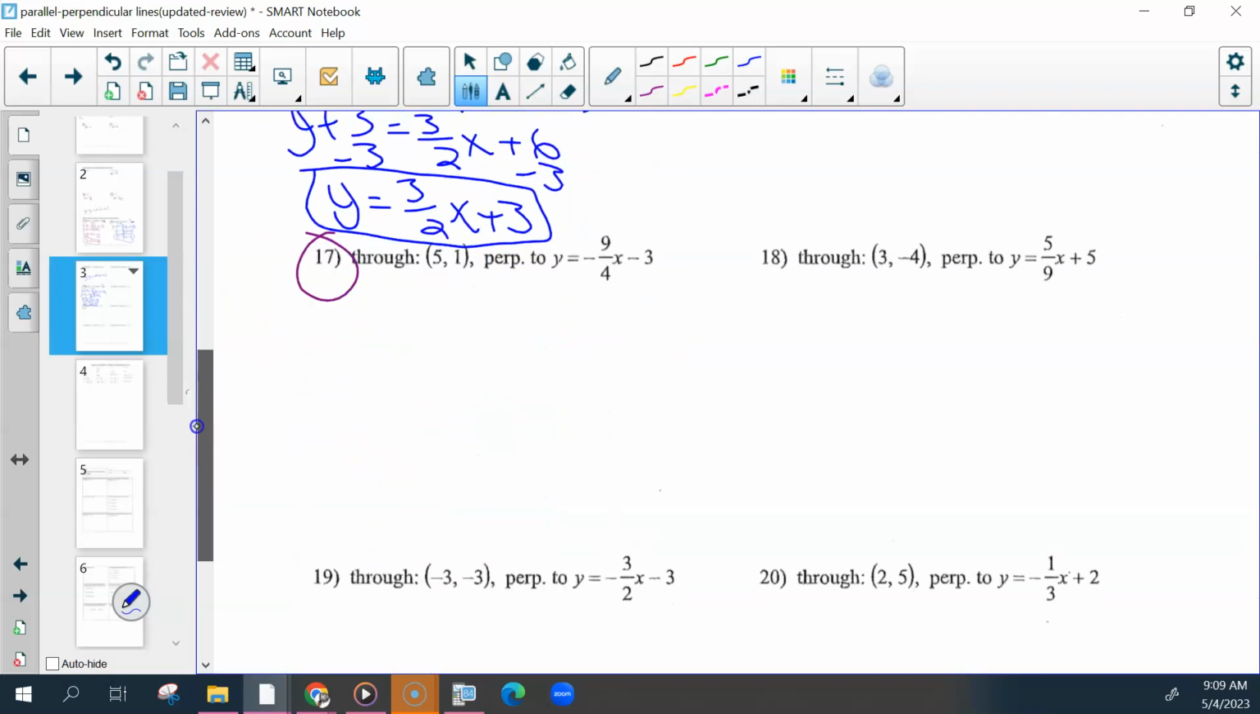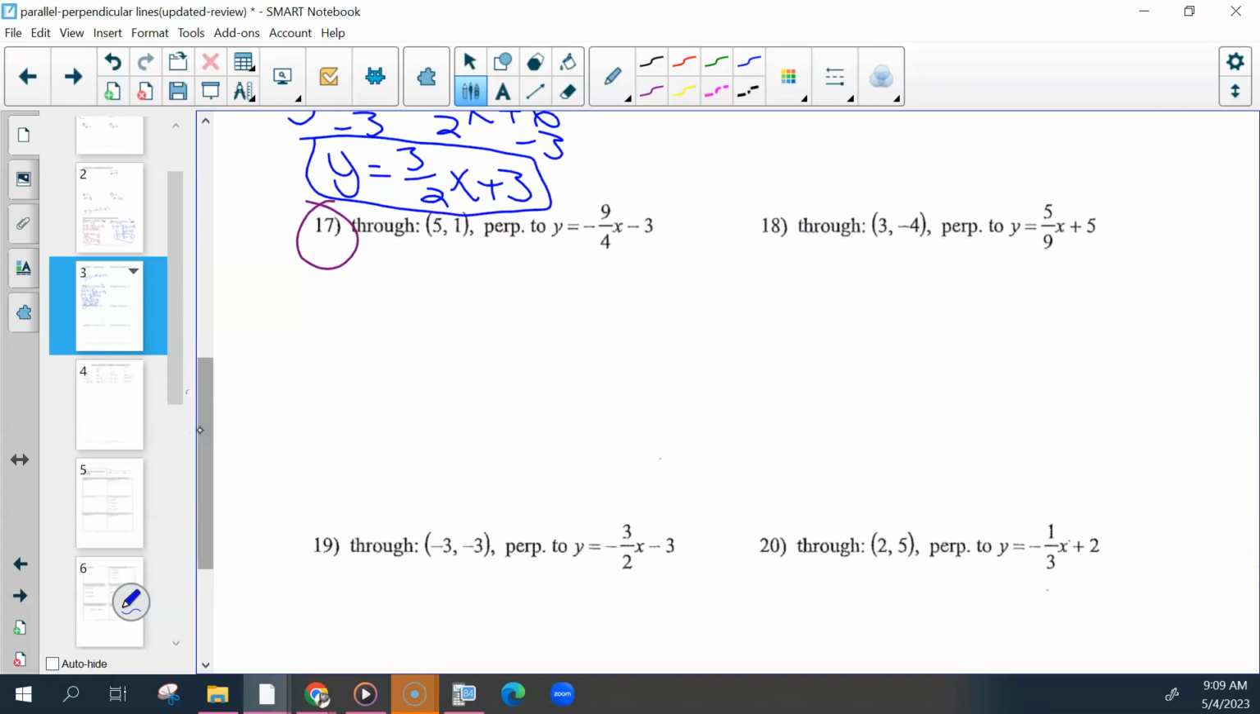So all the examples we've done so far have been parallel, this one's perpendicular. So we have to change our slope first. What would be the perpendicular slope? So once you change it, you don't need that original anymore. So you have your m, you have your x1, you have your y1. So y minus 1 equals 4 over 9, x minus 5. Then you can distribute.